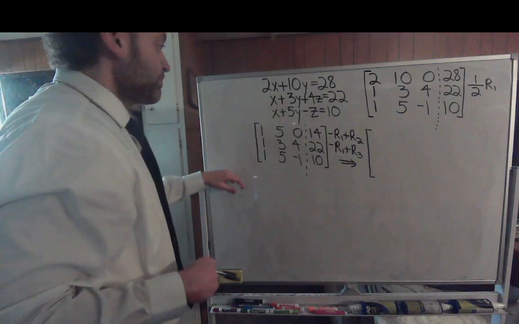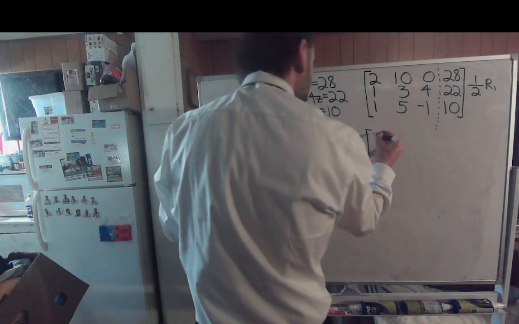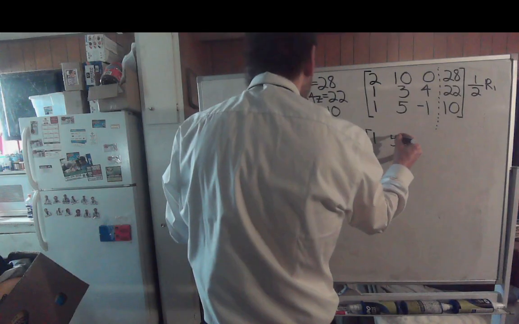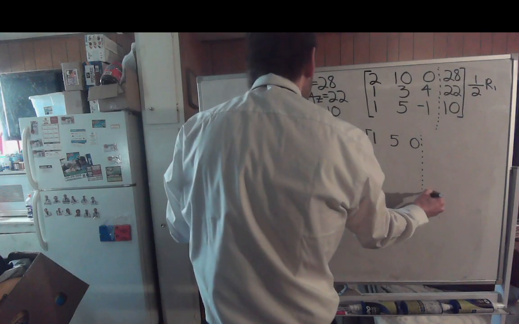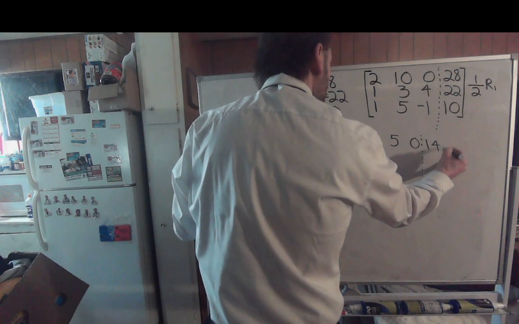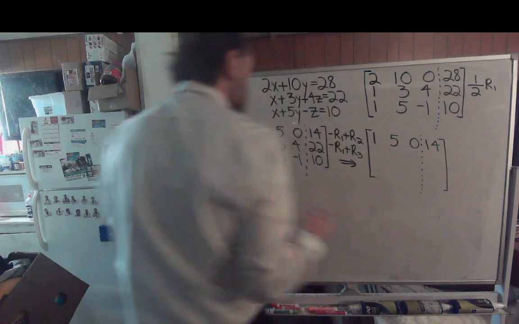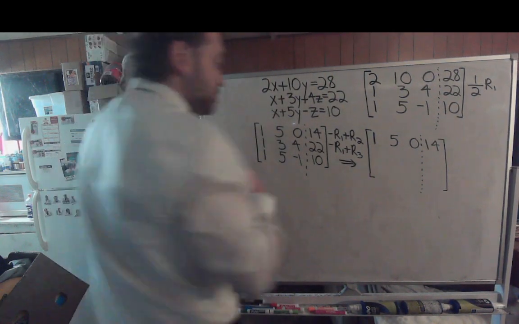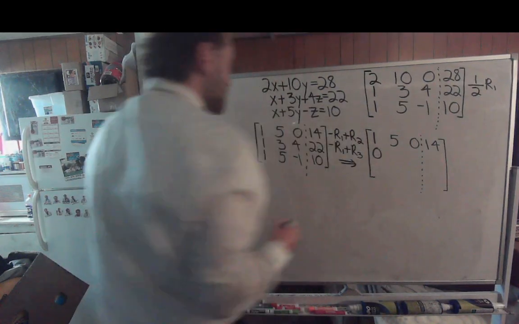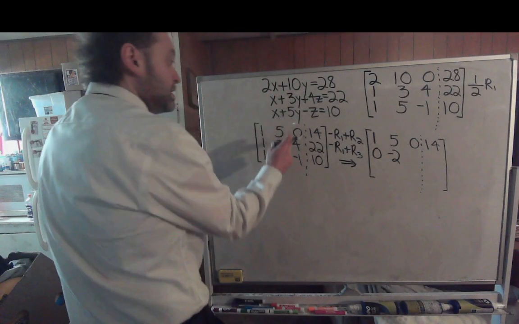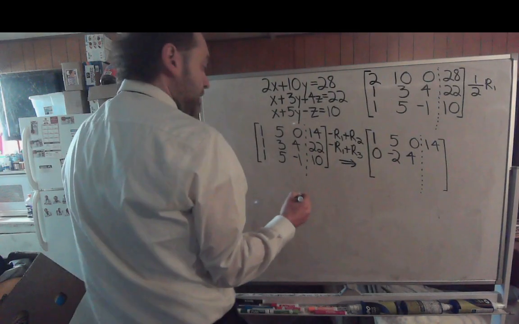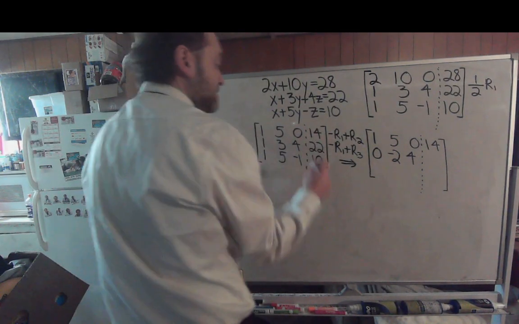So first row we're actually leaving alone to start with. First row isn't going to change yet. Now, negative 1 plus 1 is 0. Negative 5 plus 3 is negative 2. 0 plus 4 is 4. And then negative 14 plus 22 is 8.